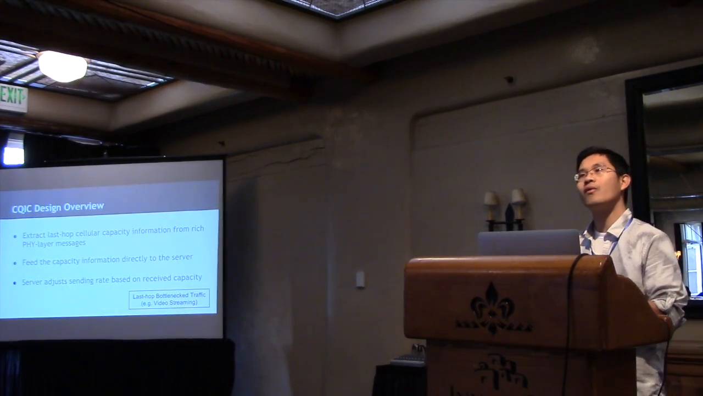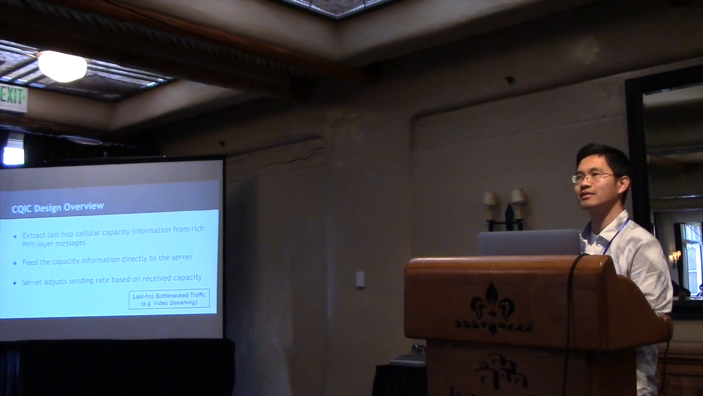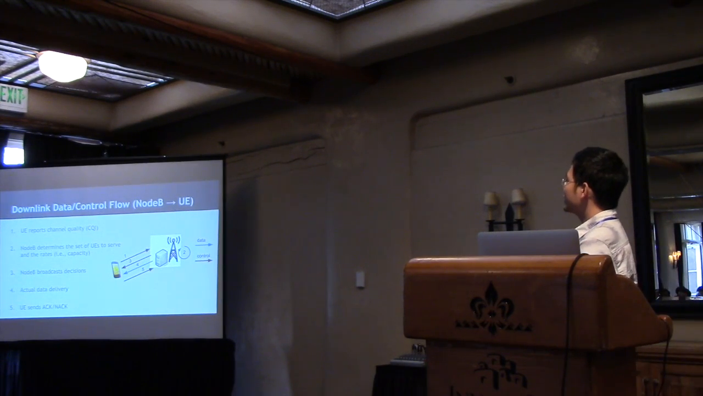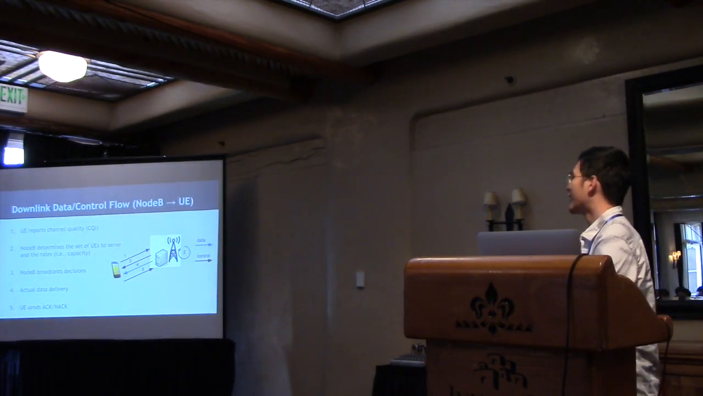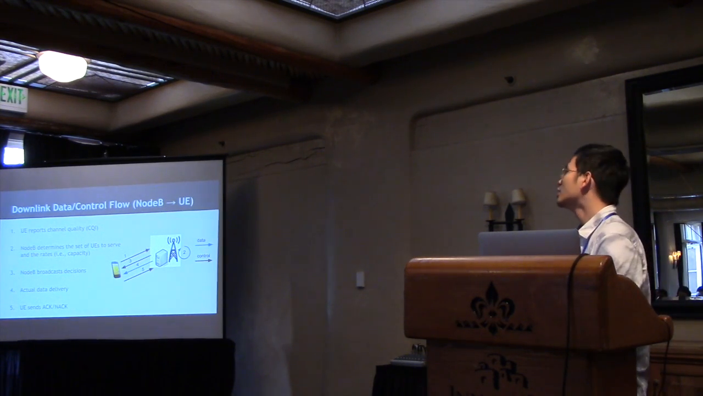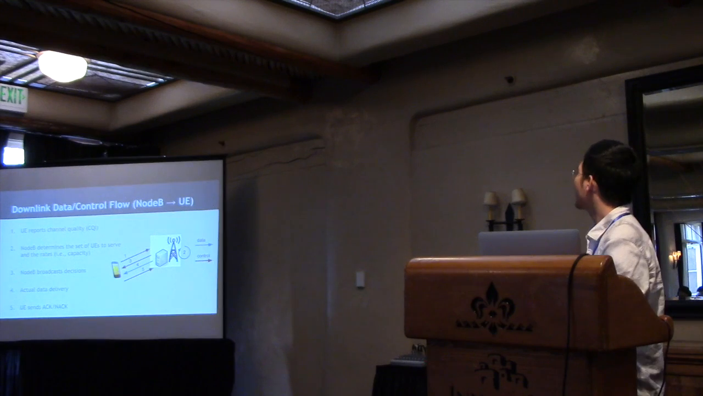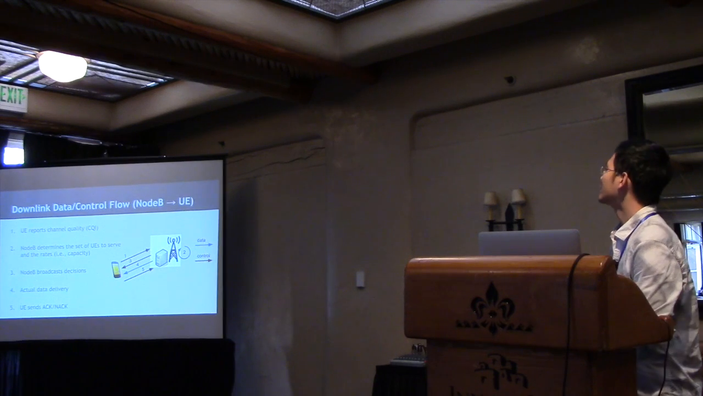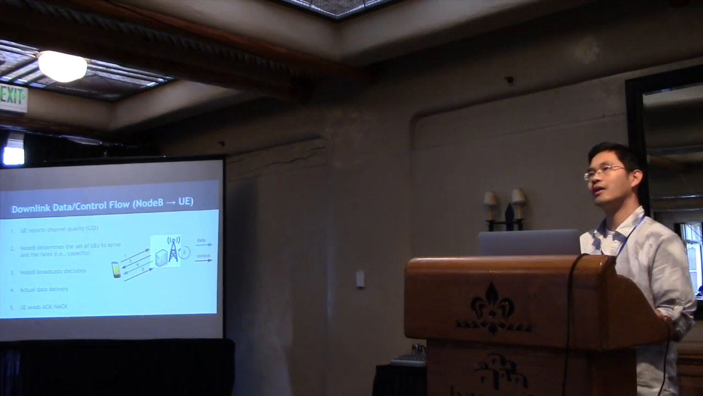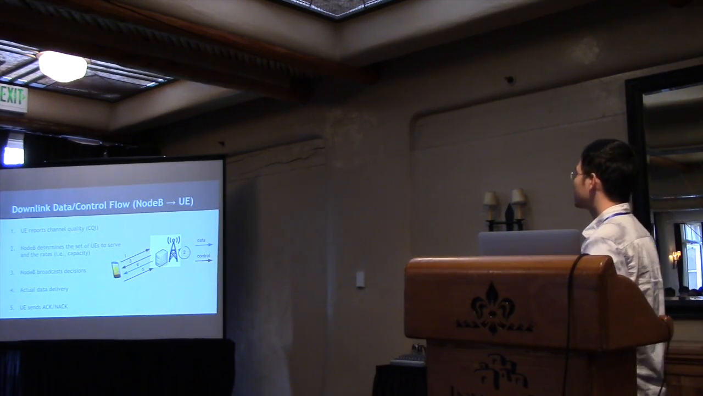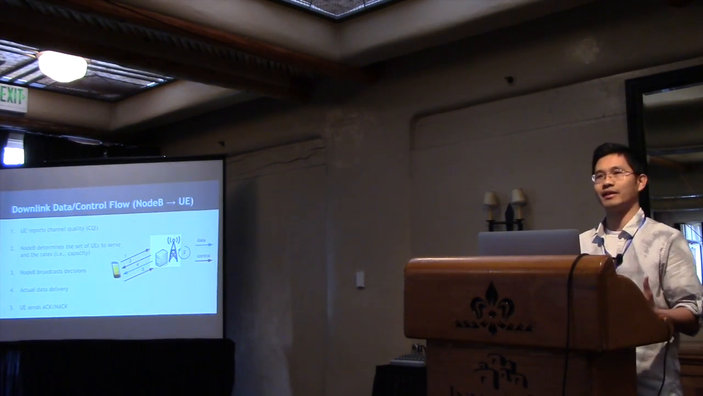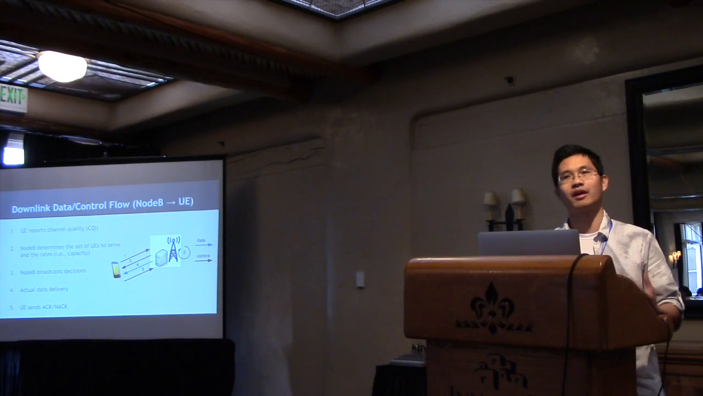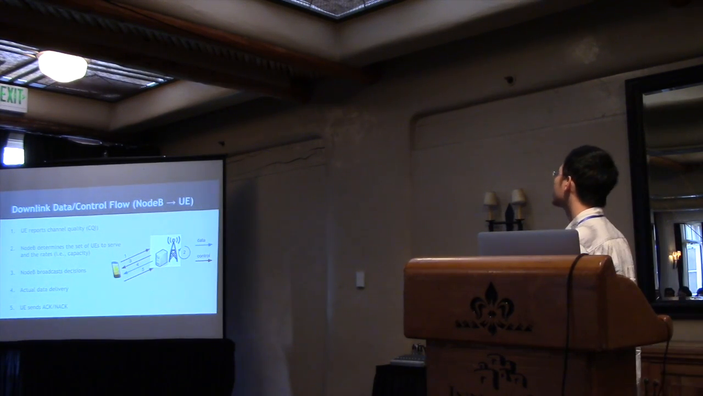Now let me walk you through how the client actually extracts the cellular capacity information from the physical layer messaging. In addition to data flow, there are many control messages being exchanged at the same time between the mobile phone, the UE, and the base station, the Node B. Here's a concrete example of what's happening on the downlink for an HSPA+ network. LTE has a similar procedure. In the first step, the UE reports on the channel quality. That channel quality is summarized as a single crisp number known as the channel quality index, or CQI for short.